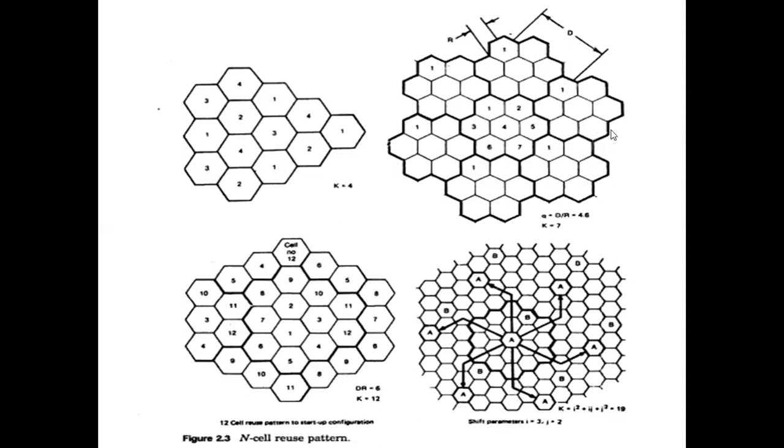These 7 cells are drawn as a dark solid line. So this is another 7-cell pattern, and another, and another. The one in this, one in this, one in this, one in this, one in this. These all are the co-channel cells, whereas 2, 3, 4 will be your adjacent channels.